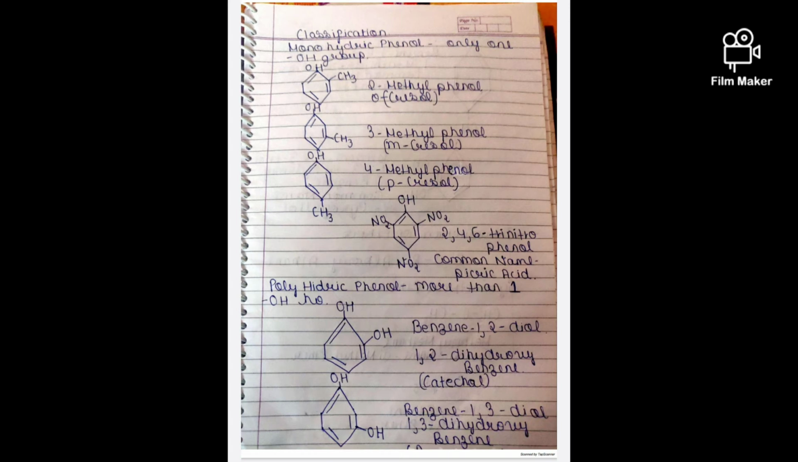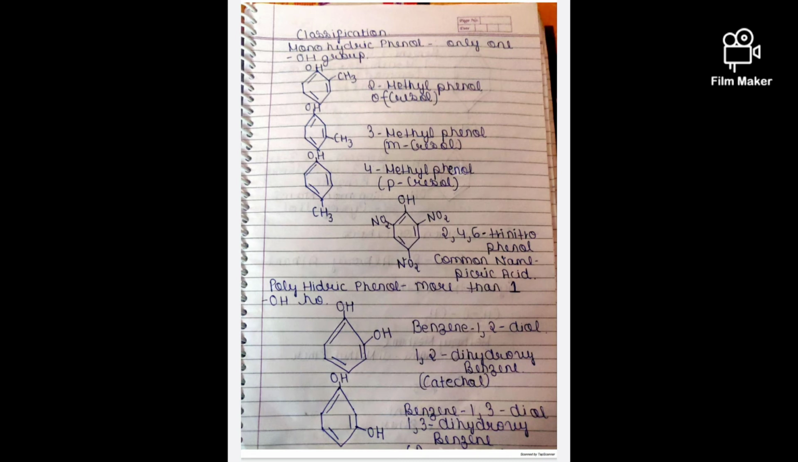In dihydric phenol, if we have benzene 1,2 diol, then its common name will be catechol. You must know the common name from an exam point of view because it may be asked. And its IUPAC name, which is best suited for catechol, is benzene 1,2 diol, and you can also write 1,2 dihydroxybenzene. It's up to you.